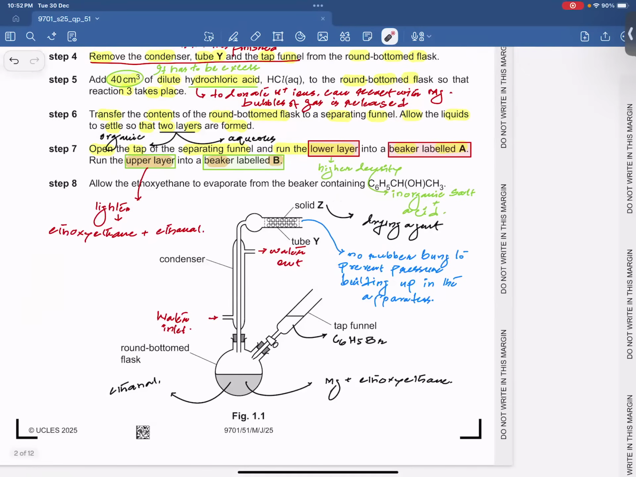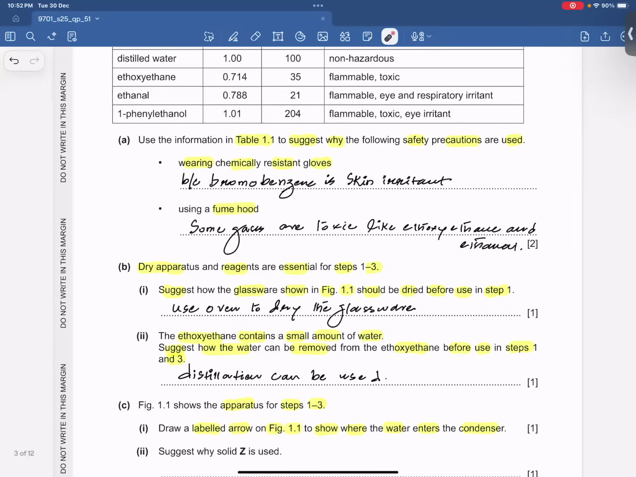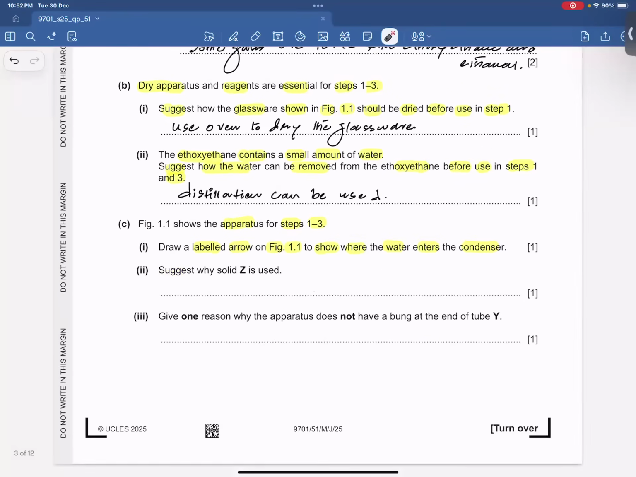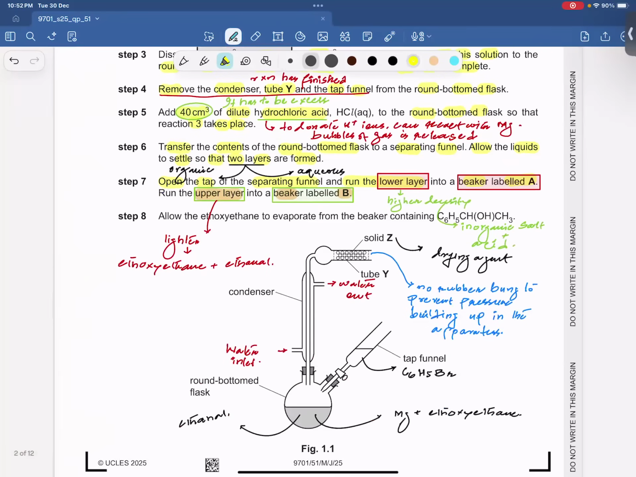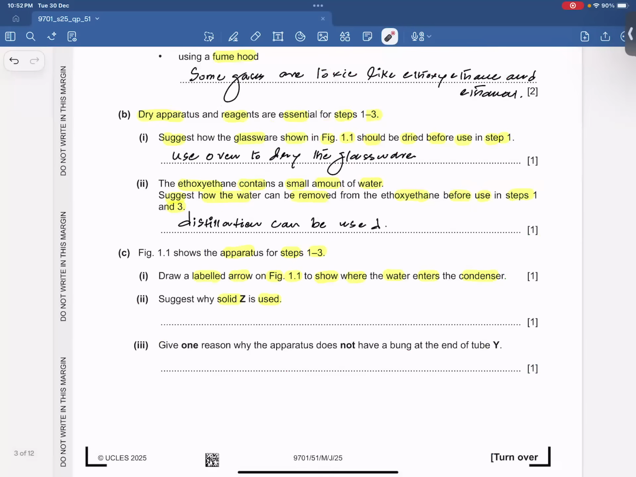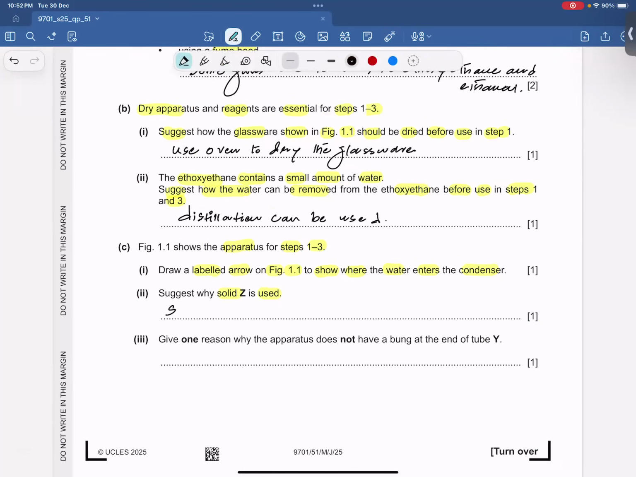Okay. Suggest why solid Z is used. Solid Z, I believe, was a drying agent. So the drying agent could be anhydrous calcium chloride. Solid Z is used as a drying agent. Could be anhydrous calcium chloride.